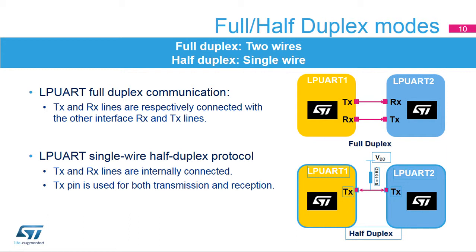The TX pin is always released when no data is transmitted. Thus, it acts as a standard I/O in idle or reception states. For this usage, the I/O must be configured with the TX pin in alternate function open drain mode with an external pull-up resistor.